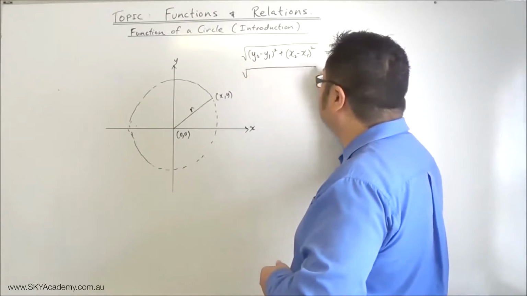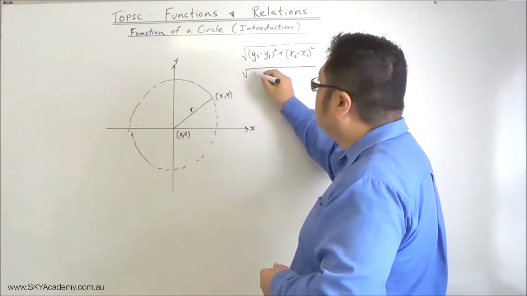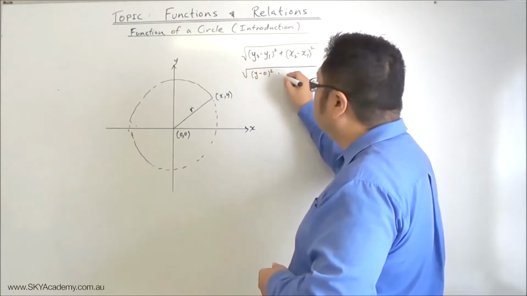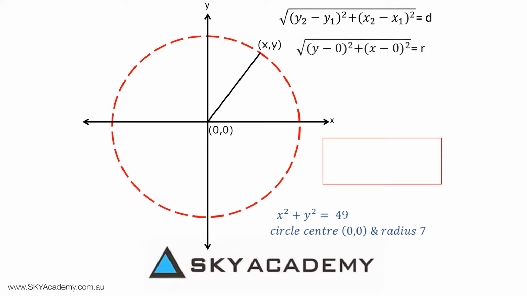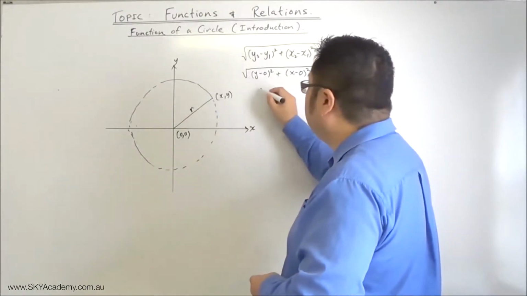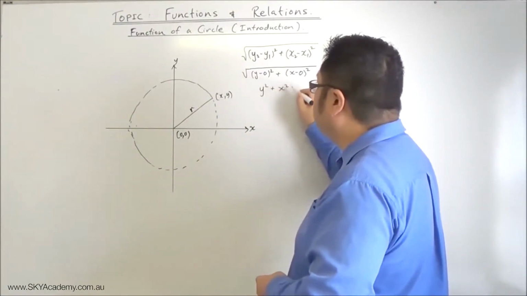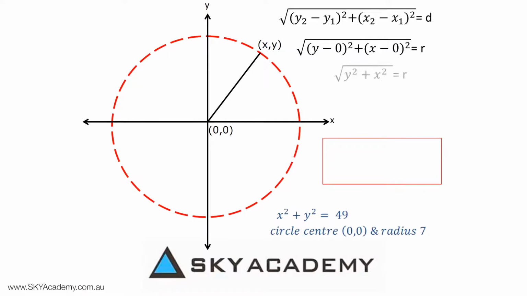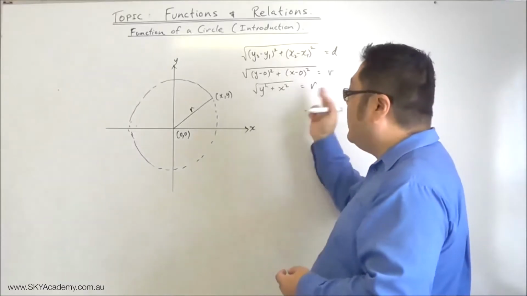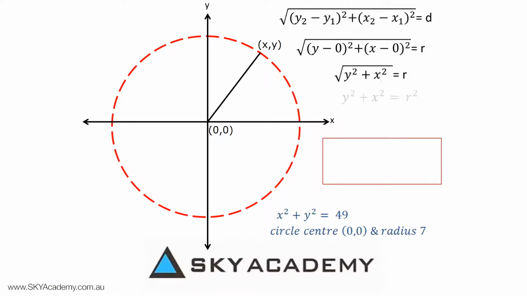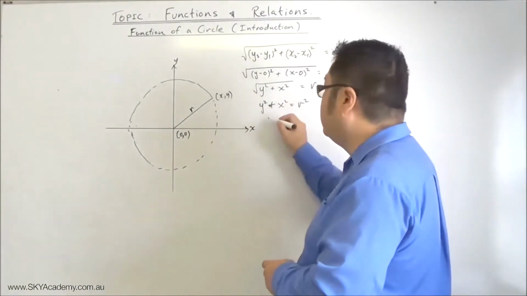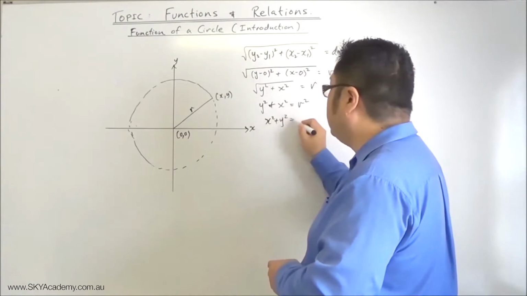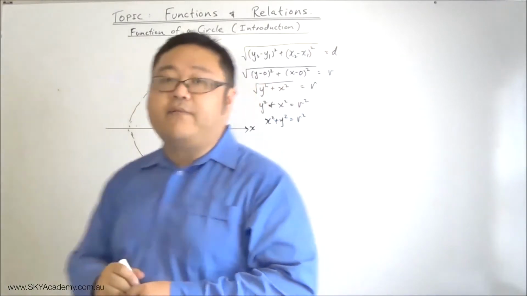In this case, we get y minus 0 squared plus x minus 0 squared equals r squared. So you've got y squared plus x squared, the square root of that is equal to your radius. Square both sides and you get y squared plus x squared equals r squared. Usually it's written in the form where you flip these two around: x squared plus y squared equals r squared. And there you have it.